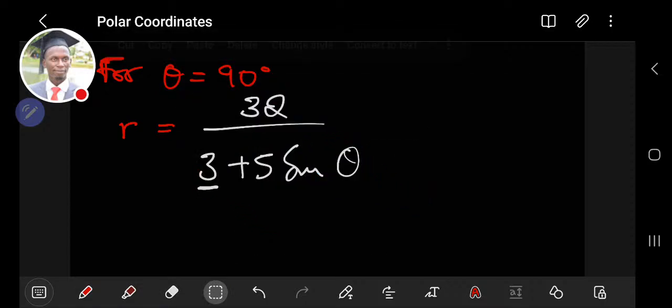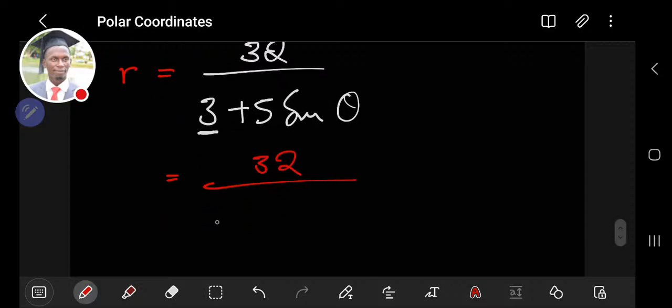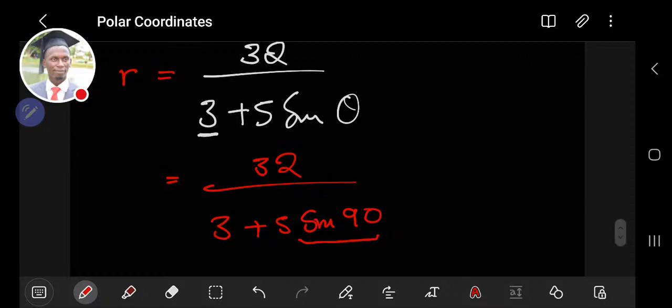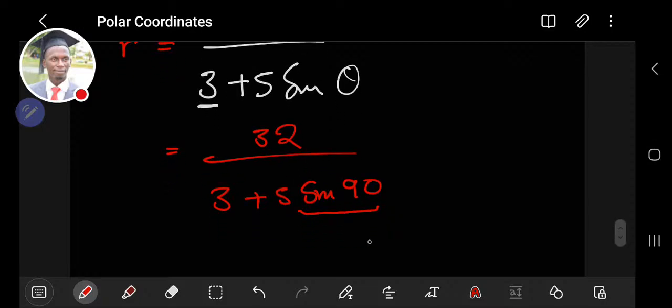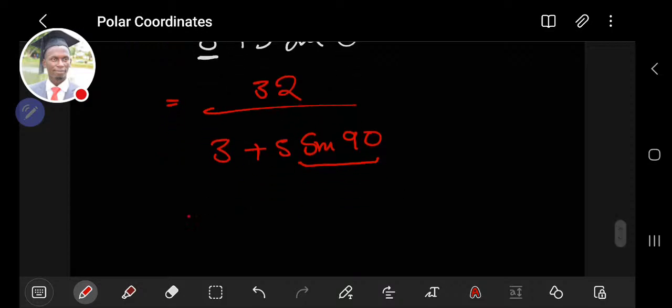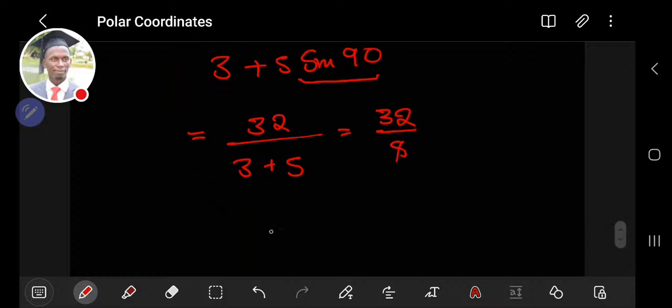Okay, so if theta is 90 degrees, notice that this expression becomes 32 over 3 plus 5 sine 90. Sine 90 is literally a 1. So for theta equals 90, this is going to be 1. And then in the end, we're going to end up with 32 over 3, plus 1 multiplying 5, that's just going to be 5. So this becomes 32 over 8. And we know 8 going into 32 ends up giving us a 4. So we end up with r being equal to 4.